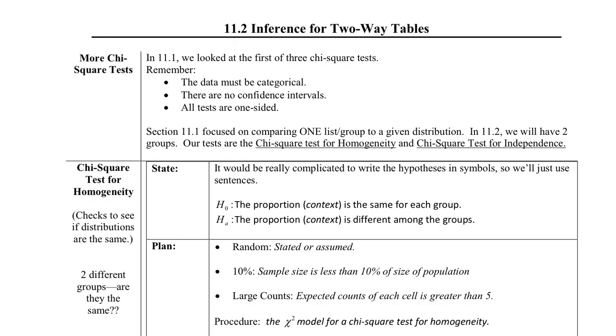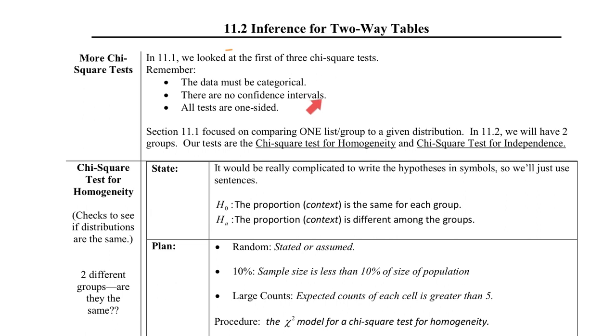Moving into 11.1, inference for two-way tables. We're going to look at some more chi-squared tests. Just remember, 11.1 we just finished. Data has to be categorical. We're looking at the proportions between the categories.